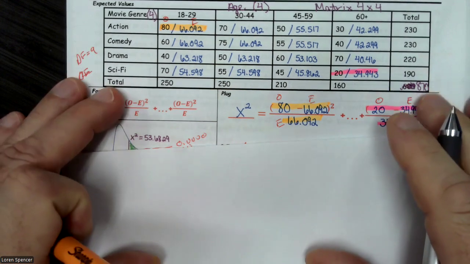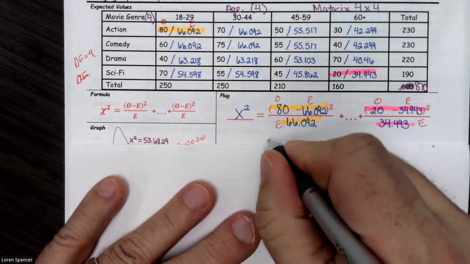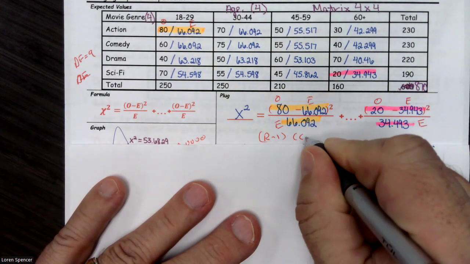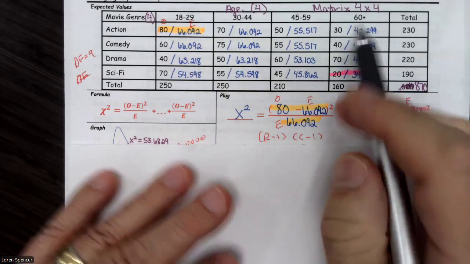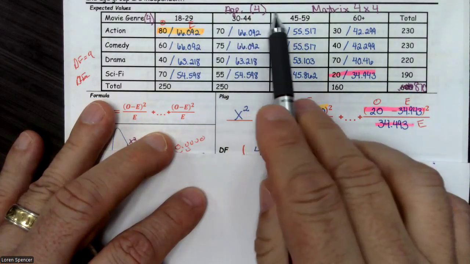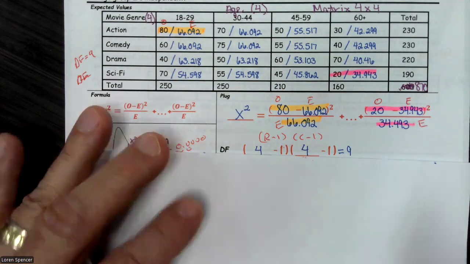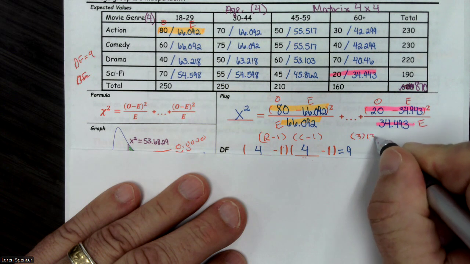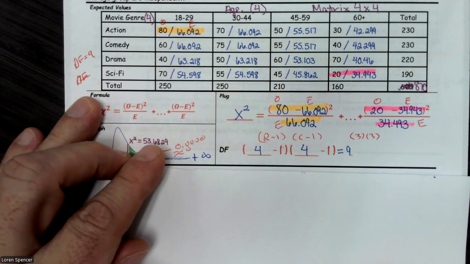All right, so we have that part done, but where do the degrees of freedom come from? Well, degrees of freedom comes from rows minus one times columns minus one. Well, how many rows? 1, 2, 3, 4. So 4 minus 1. How many columns? 1, 2, 3, 4. So 4 minus 1. Well, what's 4 minus 1? Well, 4 minus 1 is 3, and 3 times 3 is 9. So our degrees of freedom is 9, and that's where that came from.